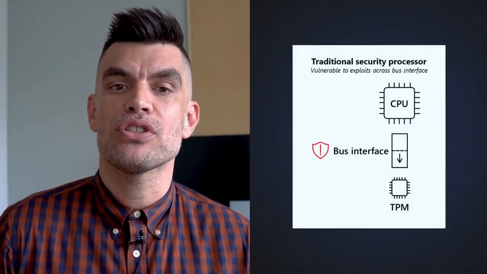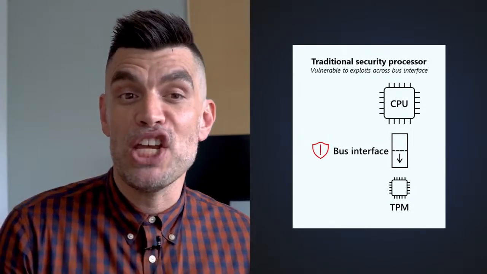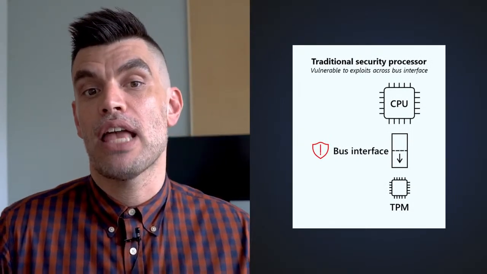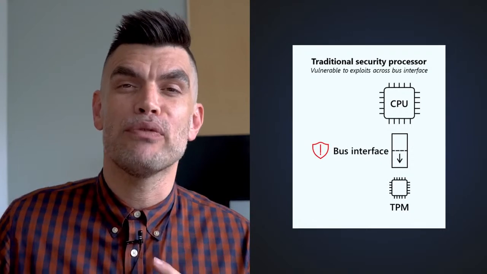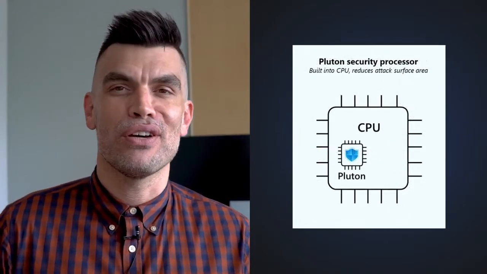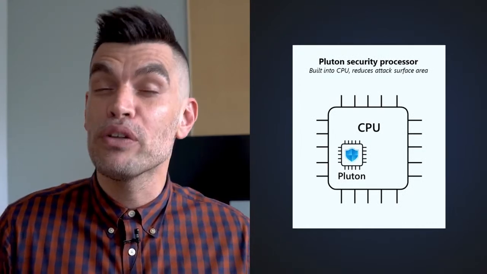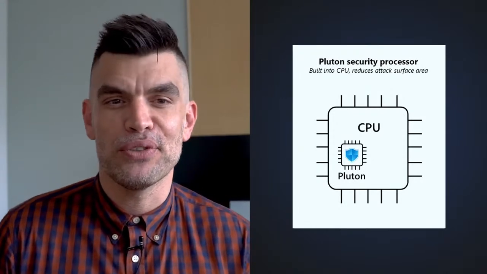Customers in a data-sensitive scenario want the highest level of Windows security. When a processor is located on a separate, discrete chip on the motherboard, the communication path between the root of trust and the CPU can potentially be vulnerable to physical attack. The revolutionary design of the Pluton security processor helps eliminate this risk by embedding root of trust directly into the CPU. Pluton also solves the security challenge of keeping firmware up to date.